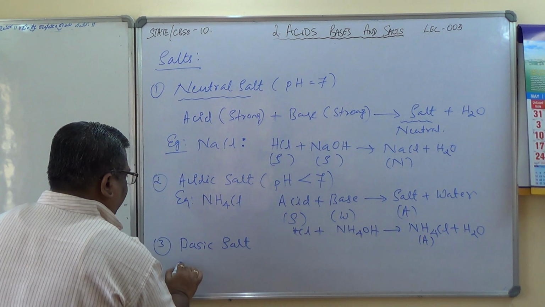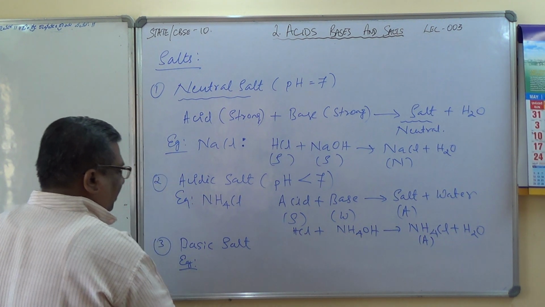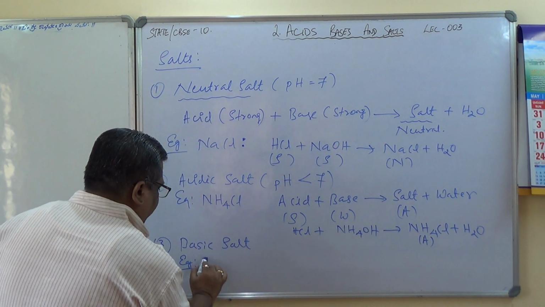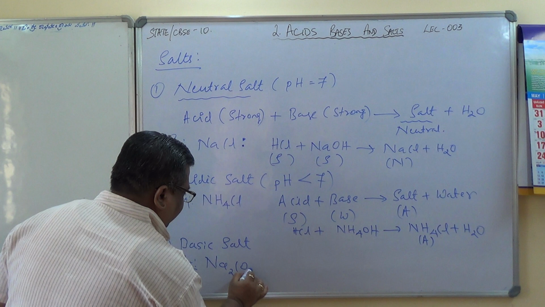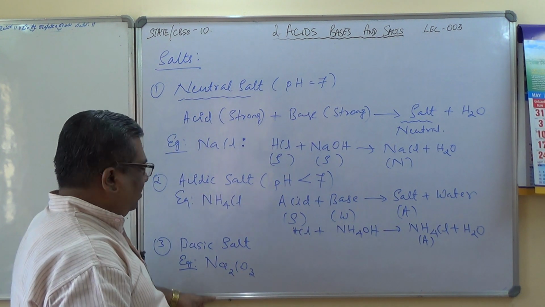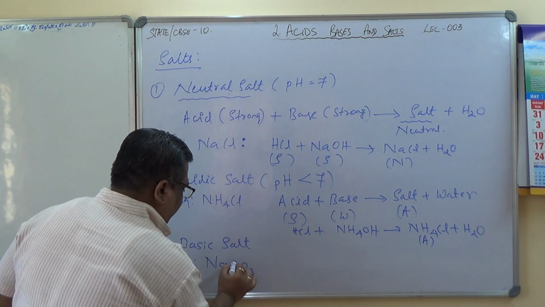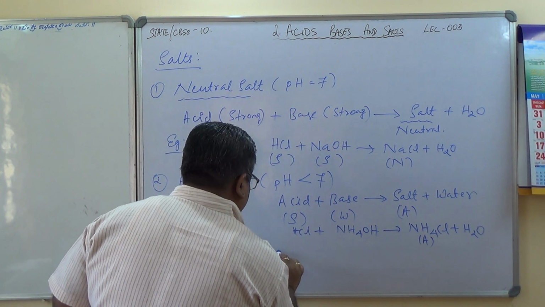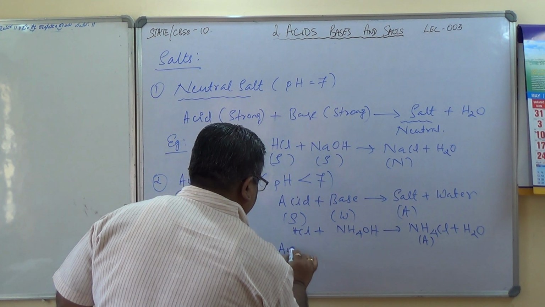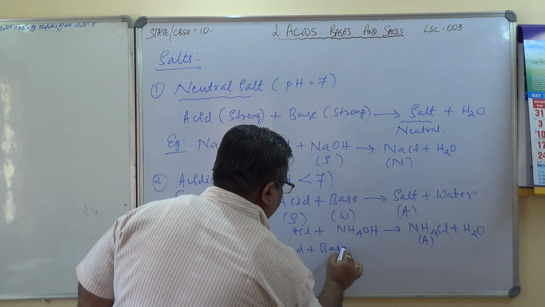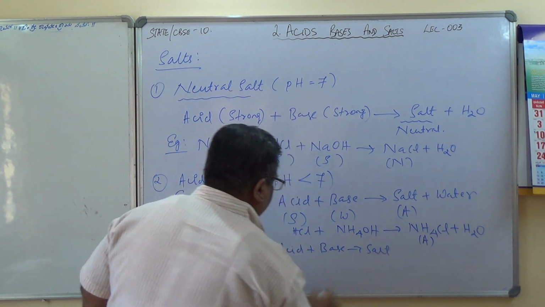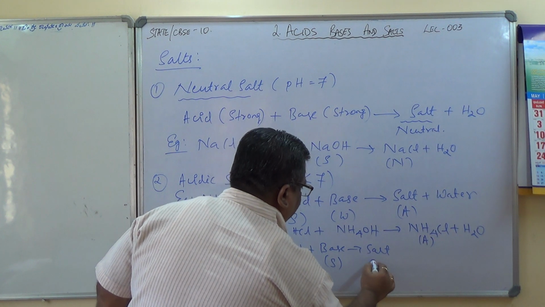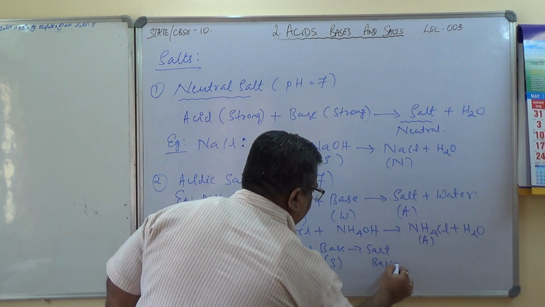Basic salt, example. Which example will take a basic salt? I can take Na2CO3, a mild base. Na2CO3 is also called sodium carbonate. It's basic in nature. So how do you obtain basic salt here? A weak acid and a strong base gives you basic salt.